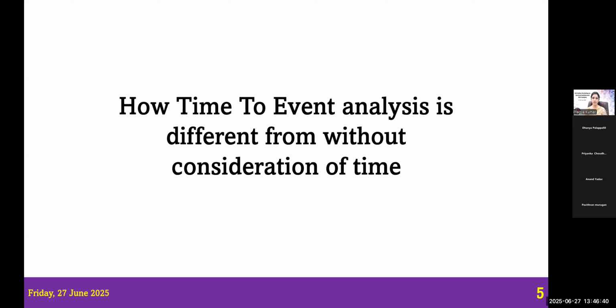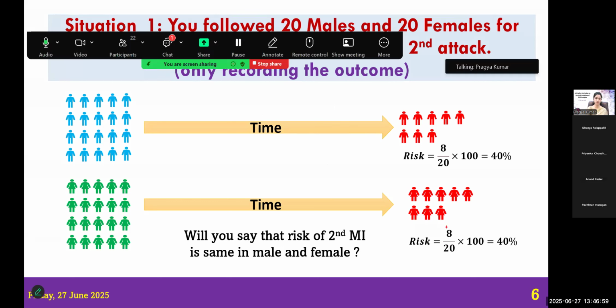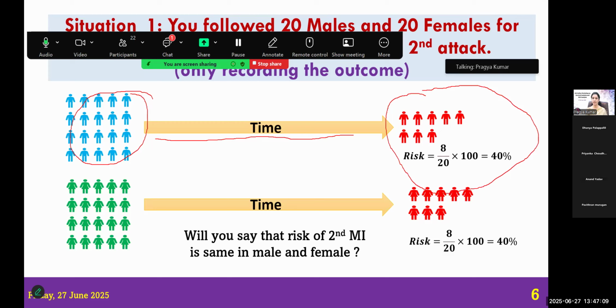So how is this time to event data different from those data where we don't consider time? The difference here is the time when that particular event happened. Suppose this is the first situation. You can see here there are two situations. You have followed a set of 20 males, and you have followed them up for some period of time, and you have seen that approximately 8.